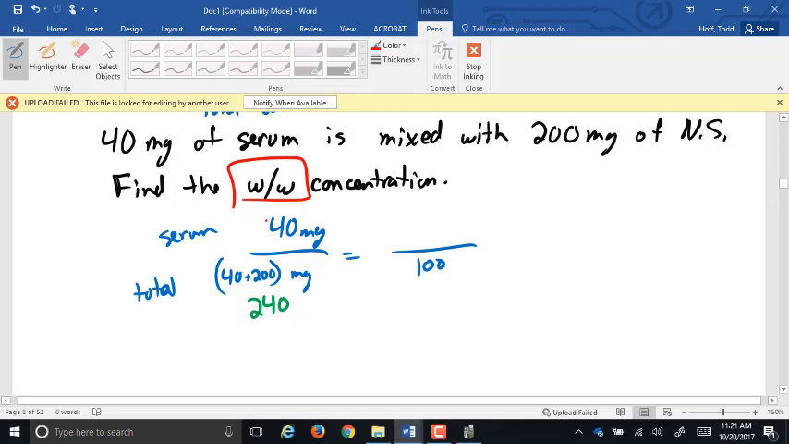So anyway, the percent here would be 40 times 100 divided by 240, which is 16.6 or 16.7%.